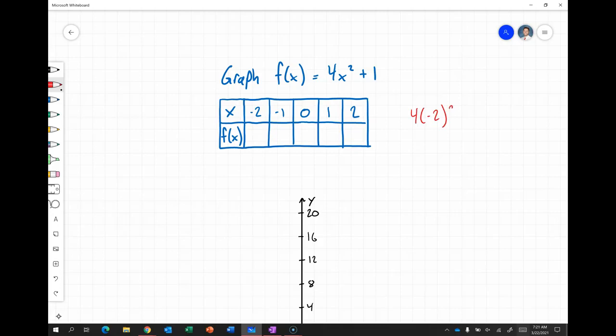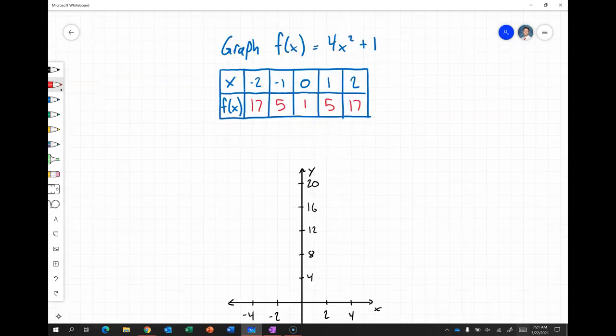So if we substitute that into our function, negative 2 squared would be 4. 4 times 4 is 16, and 16 plus 1 is 17. Next, we have negative 1. So negative 1 squared would be 1. 1 times 4 is 4, and 4 plus 1 is 5. Then we have 0 squared is 0, times 4 is 0, plus 1 is 1. Then with x equals 1, we will again get 5, and with x is 2, we get 17.